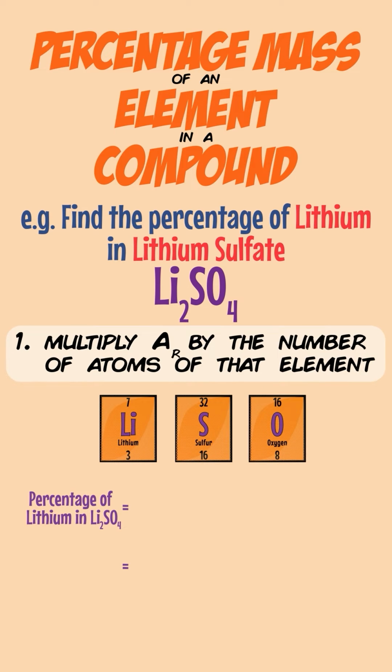First, multiply the relative atomic masses, or the ARs, of each element by the number of atoms of that element in the compound. So here the element we're dealing with is lithium, so we need to find the AR of lithium on the periodic table, and that's 7. We then multiply it by the number of Li atoms in the compound, which in this case is 2.